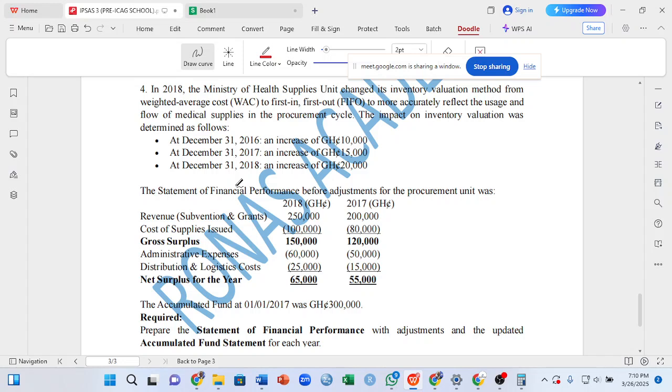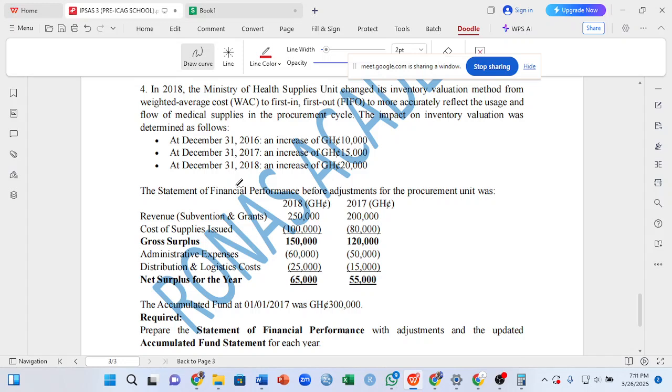Okay. So first things first, is there a change in accounting policy, estimate, or error? It's a change in accounting policy. Why? Because they move from weighted average cost, that's the WAC, to FIFO. That is the first thing. So they've changed the way they value their stock from the weighted average method to the first in, first out method.